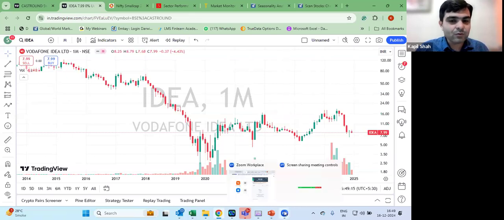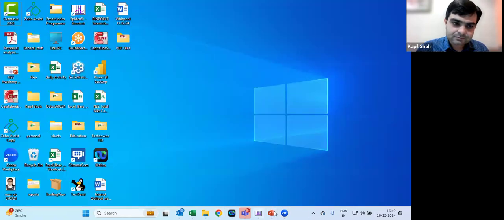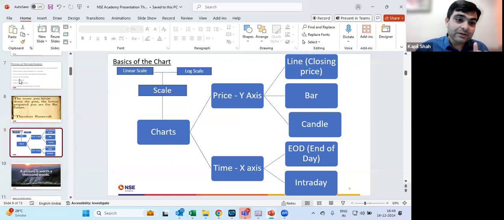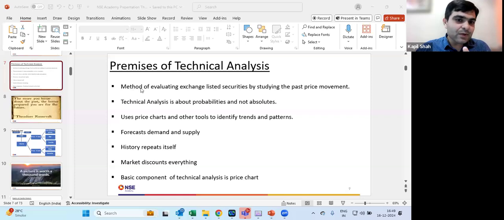So this is a brief about the basics of the chart. Now let's come to the very interesting part, that is technical analysis. Before we come to technical analysis, we need to understand the premises of technical analysis, on what basis technical analysis stands. The very first thing is that it is a method of evaluating exchange-listed securities. So for the companies which are listed on the exchange, we can do technical analysis.